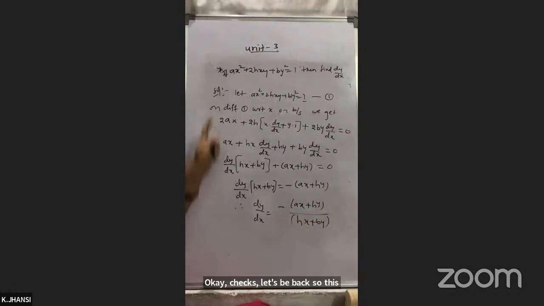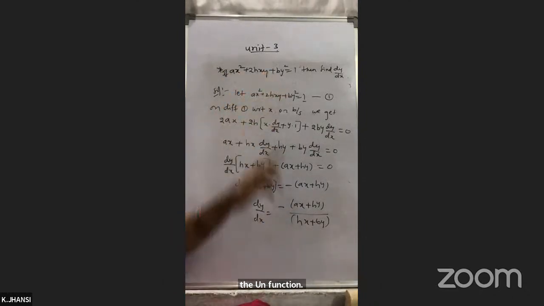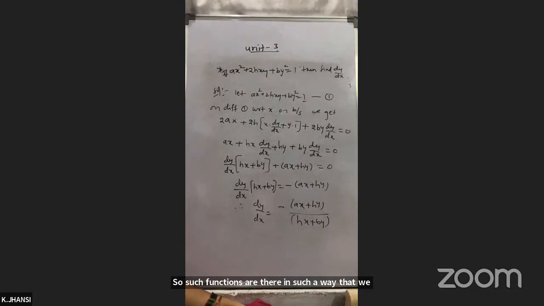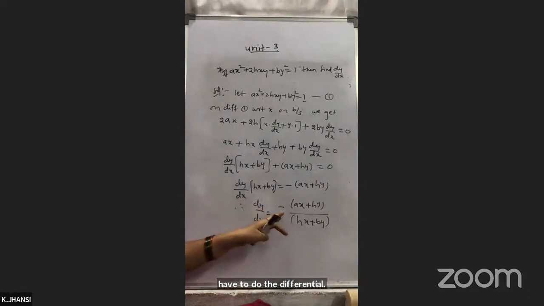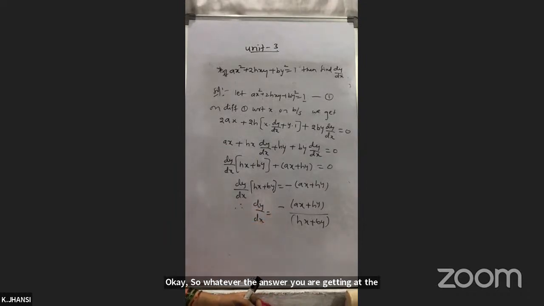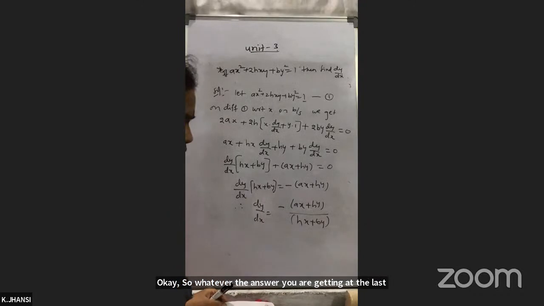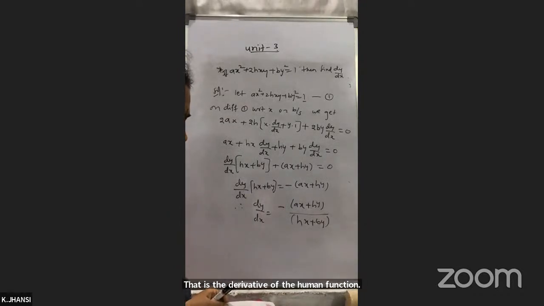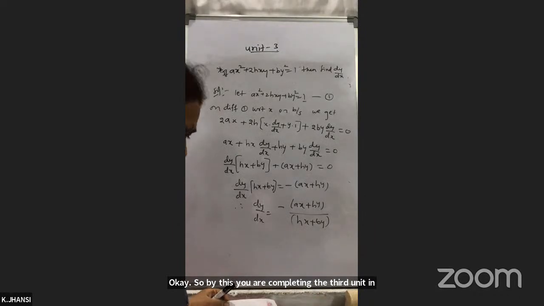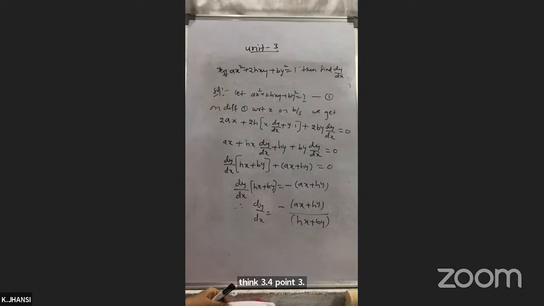So this is the derivative of the given function. If such functions are there in such a way that we can't separate the y variable, then for the whole function we have to do the differentiation. So whatever answer you are getting at the last, that is the derivative of the given function. Okay, so by this we are completing the third unit. In third unit, page number 66, 3.4.11 and 3.4.13, these two are the important ones in the fourth method. So up to third unit, by this we are completing block 1.